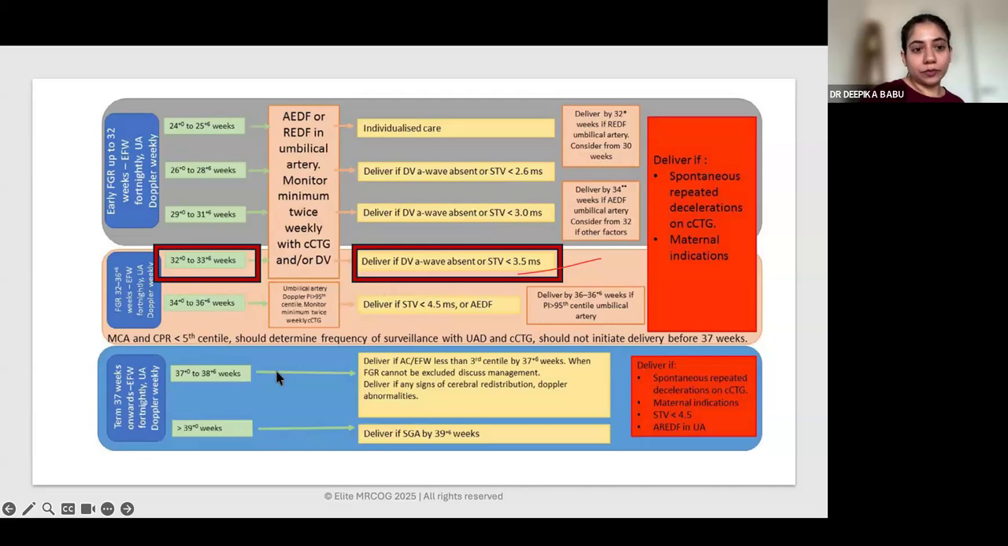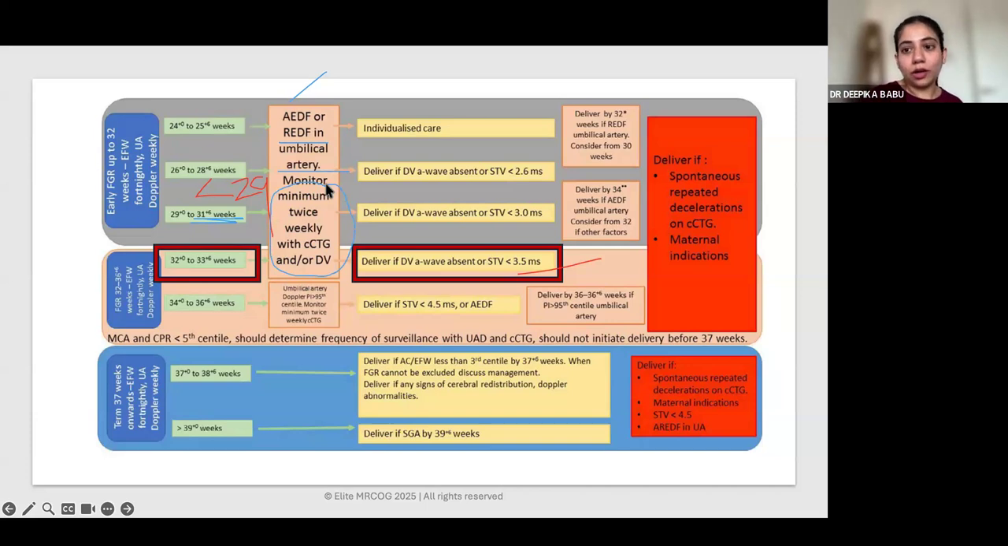Another thing I will tell you now. If the baby is less than 29 weeks, I'm talking about all the early onset FGR, less than 29 weeks, and then from 29 to the upper limit of your early onset FGR, which is 31 plus 6 weeks, at any point of time, if you're following up, you see the absent or reversed end diastolic flow in the umbilical artery, then how do you monitor? You need to do twice weekly Doppler.